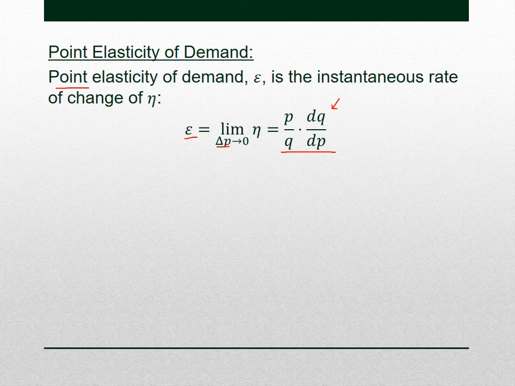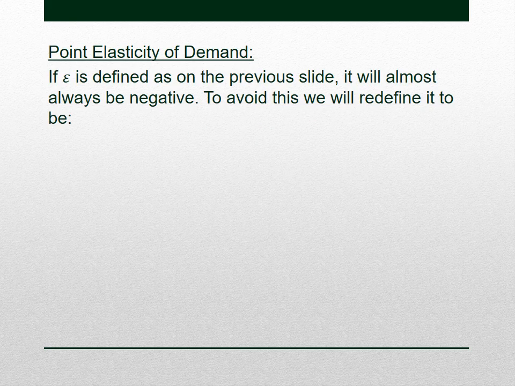But wait, bear with me one more time. If we actually define it the way I just did, we always get a negative number, and that's really annoying. So what we're going to do is take exactly what we just had, but stick a negative sign there. And this equation is one that I'll give you on exams and quizzes, but you do have to know how to use it. So if I give you Q in terms of P and say find the point elasticity of demand, I will give you this equation. You have to know how to use it.